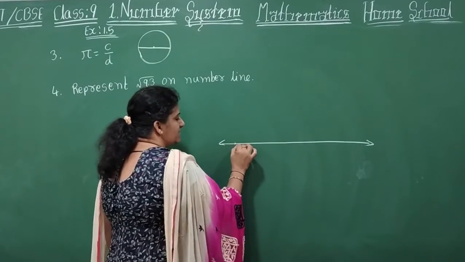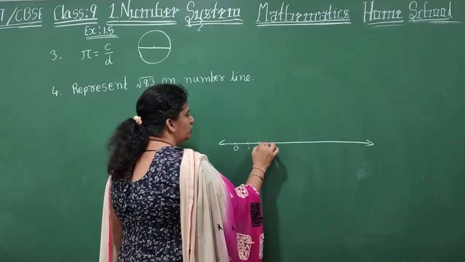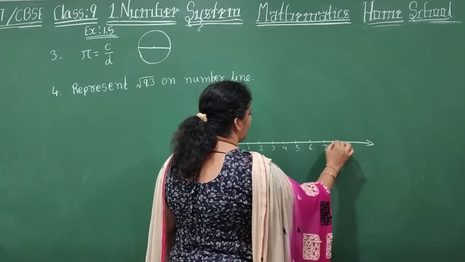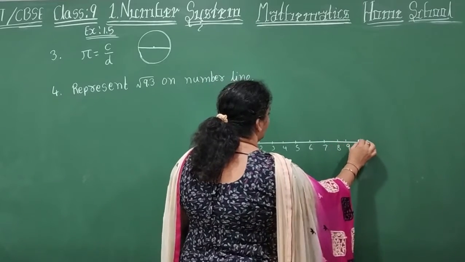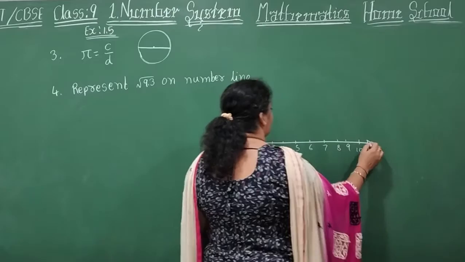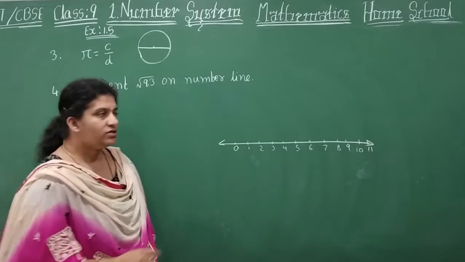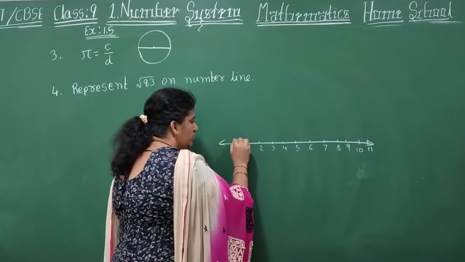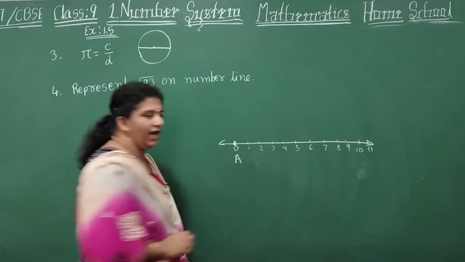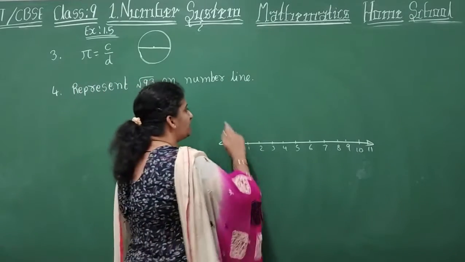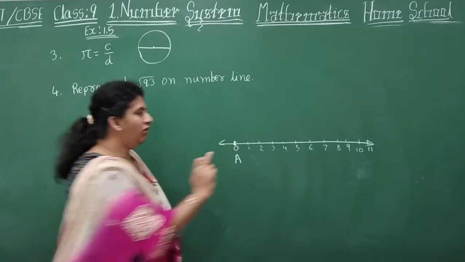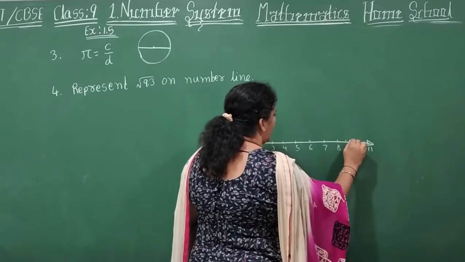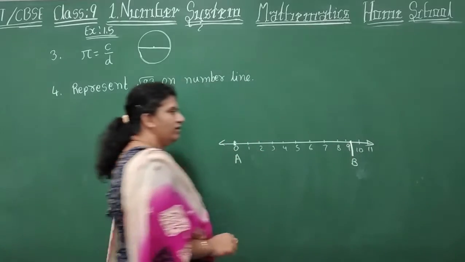From 0, I will start. 1, 2, 3, 4, 5. Take a proper scale here. 9, 10, 11. Okay, so now what do you need to mark? From 0, let me take here a letter A. How much here? Root of 9.3, no? So measure here 9.3 and mark a point B.